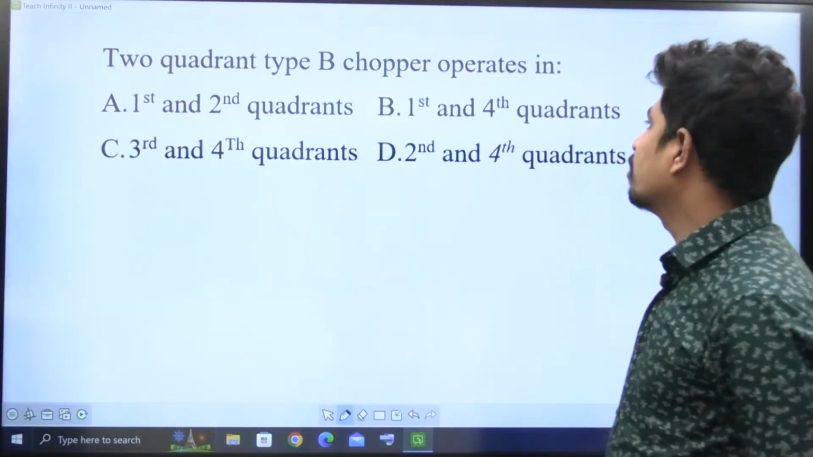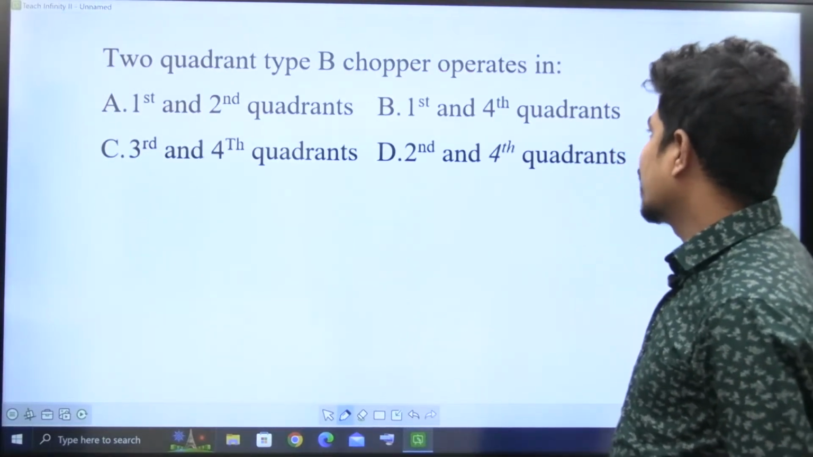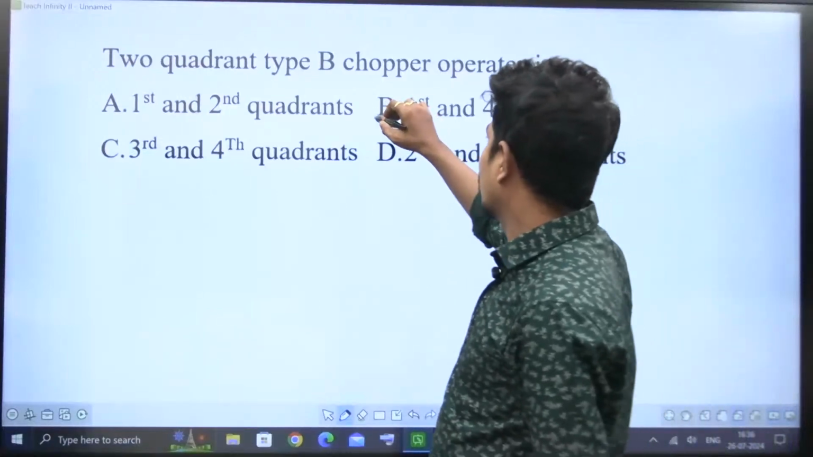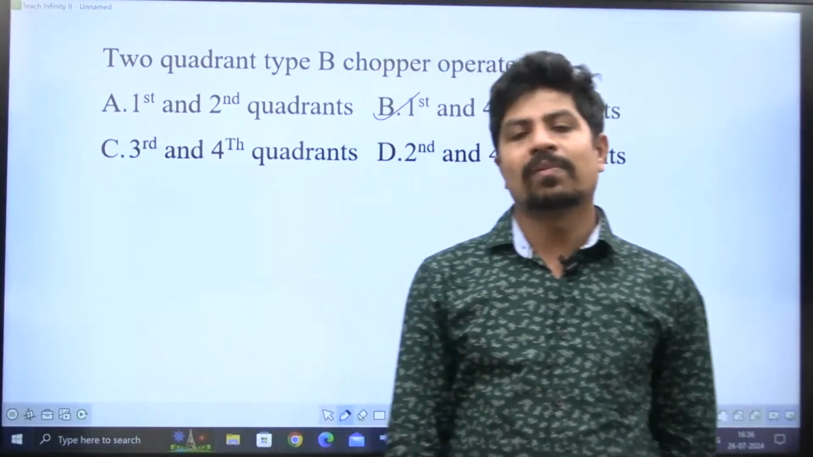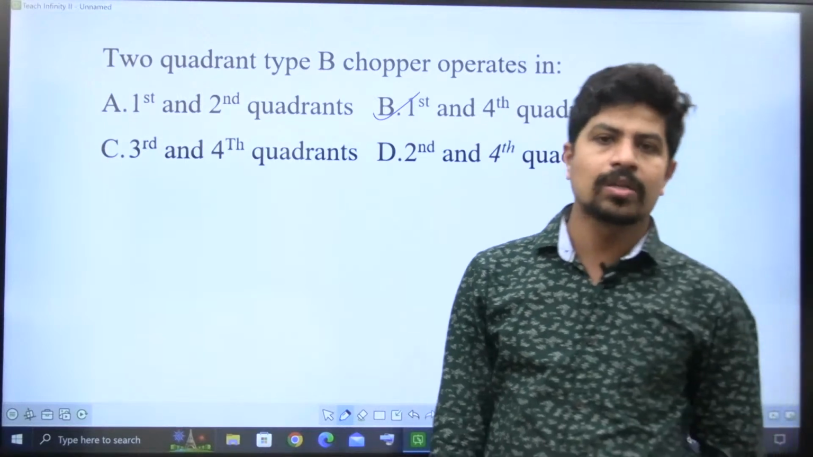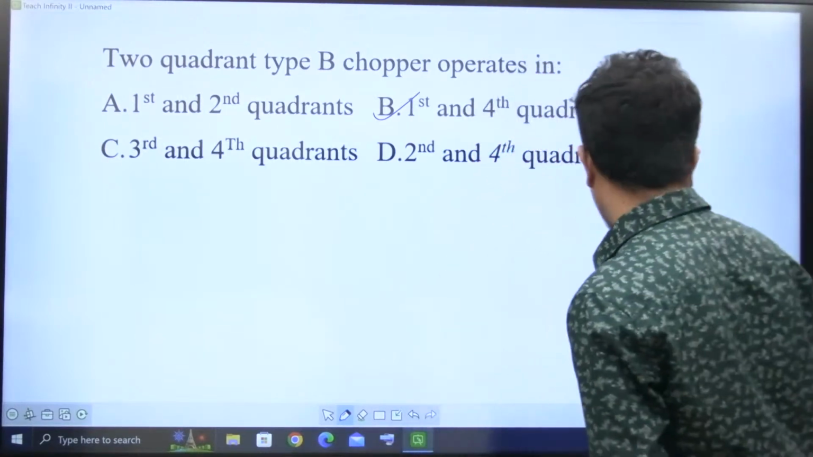Two quadrant type B chopper operates in, yes, the first and fourth quadrants. That is a direct question from power electronics. Two quadrant type B chopper is going to operate in the first and fourth quadrants, please.